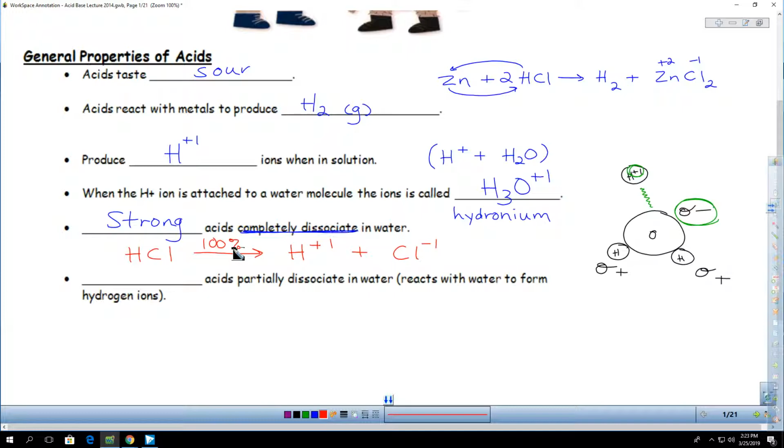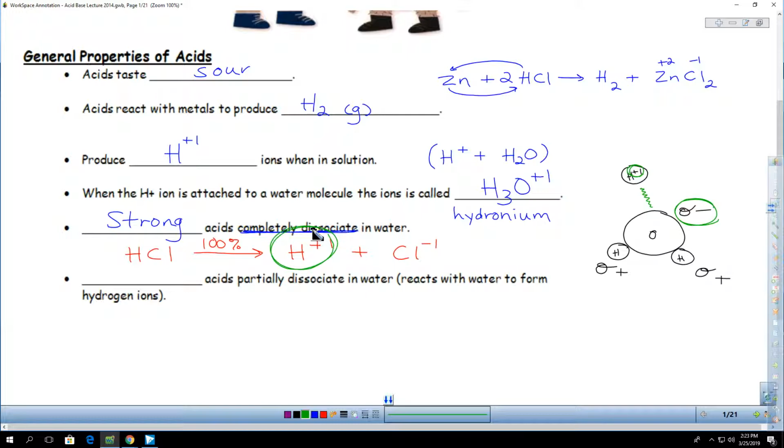So the strong part refers to the tendency of dissociation. Strong means 100%. Everybody splits. There will be no neutral HCl molecules. It's all hydrogen and chlorine ions. So strong means 100% dissociation. Strong acid means that one of the ions produced is hydrogen.